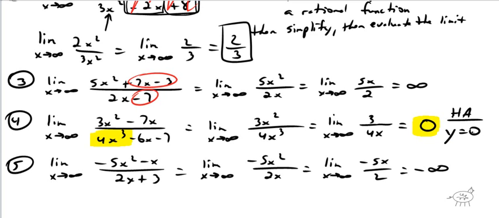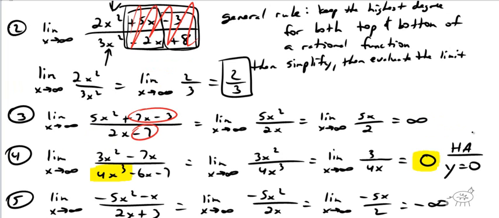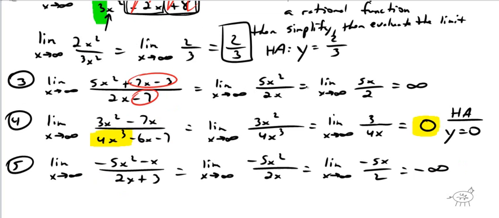You approach the asymptote. Just like number 2 here, right? Remember, the degree is the same. So you actually keep the coefficients of those numbers here. So I keep those coefficients, and that's why my horizontal asymptote, HA, is y equals 2/3. And number 3 and number 5, it's going to negative infinity and positive infinity because they don't have horizontal asymptotes.